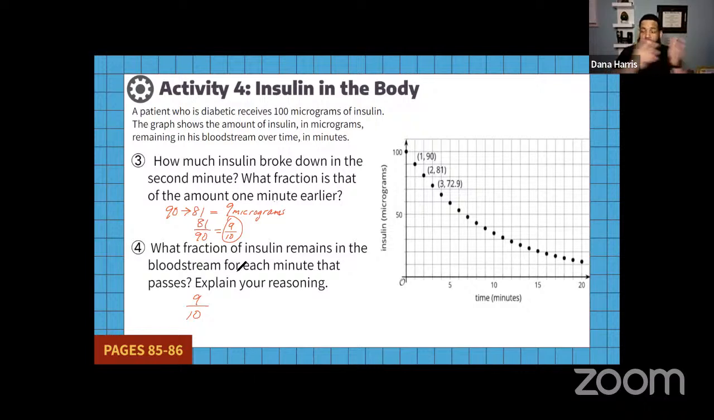Because it goes from 100 to 90, and 90 is 9/10 of 100. And then it goes from 90 to 81, and 81 is 9/10 of 90. Okay, so that's that.